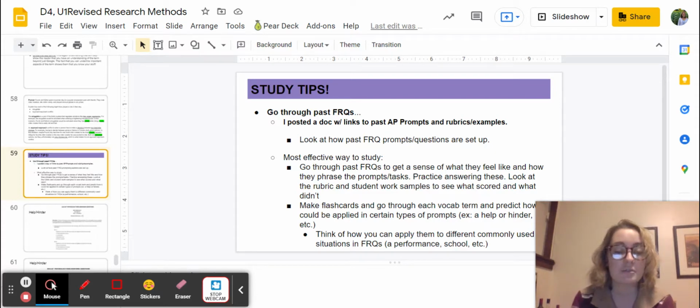FRQs are often about typical daily life situations. A lot of them are about school, or studying for a test or a sporting event, or going on stage and giving a performance. So they're about daily life things that happen. Last year's was about a kid playing video games. So you can get a sense for what they're all about, so you feel confident going in.